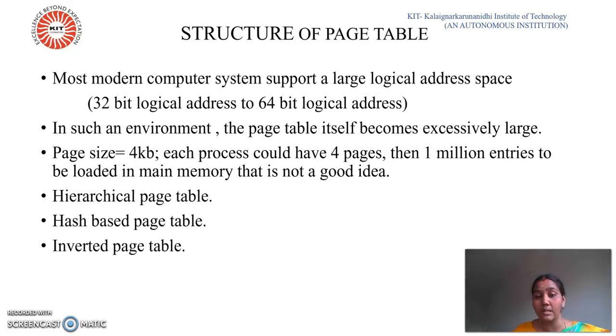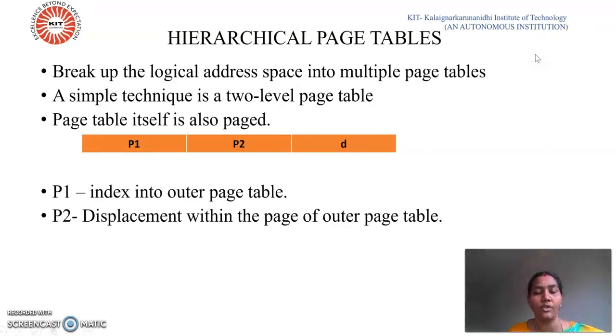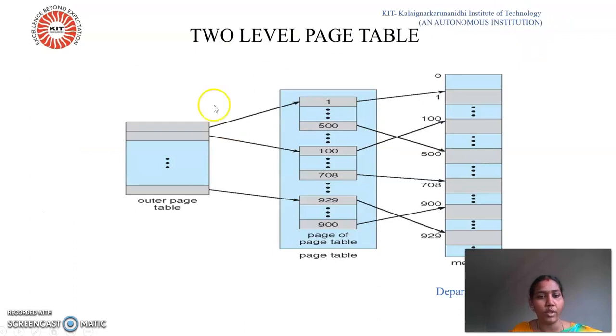To handle this drawback, we have three methodologies: the hierarchical page table, the hash page table, and the third one, the inverted page table. We'll look at them one by one in the lectures. Hierarchical page table, as the name indicates, is a flow from the smallest to the biggest or the biggest to the smallest. Anyway, it indicates a flow model. We divide the page table into two segments. I'll explain with the diagram.